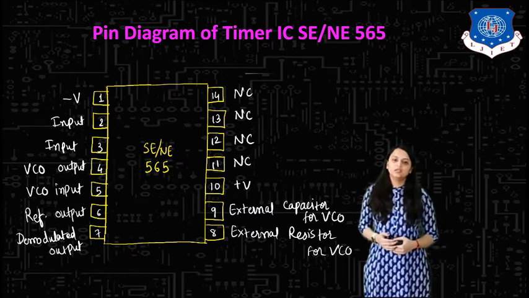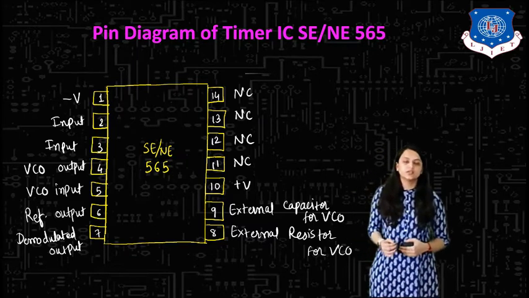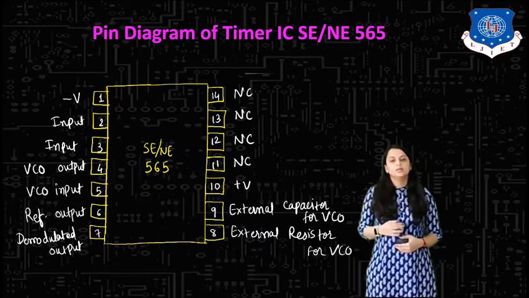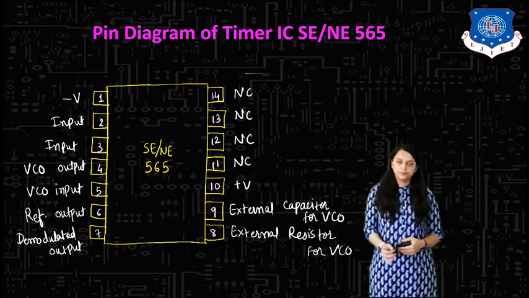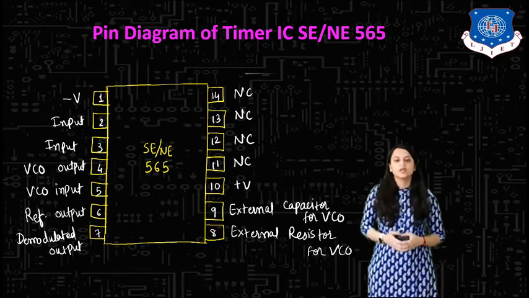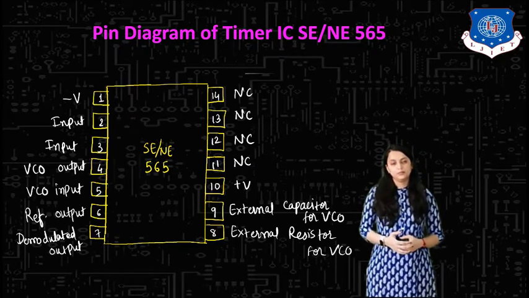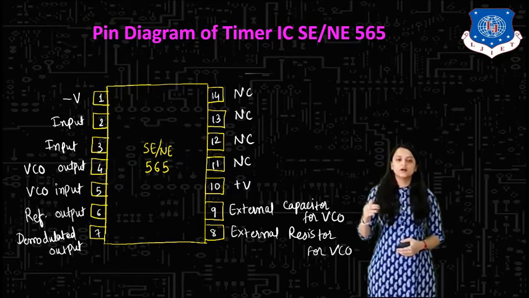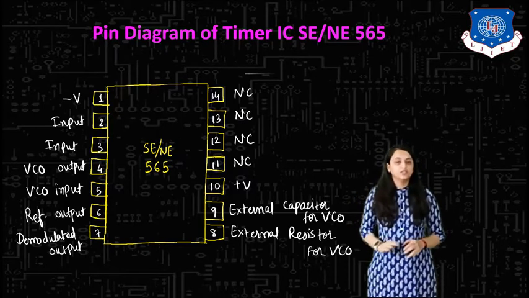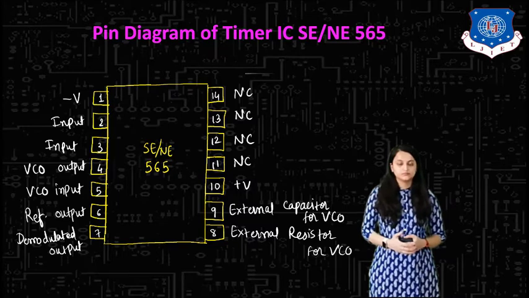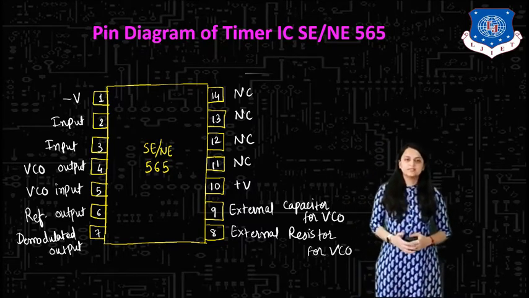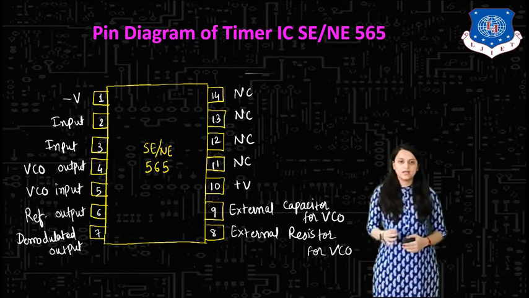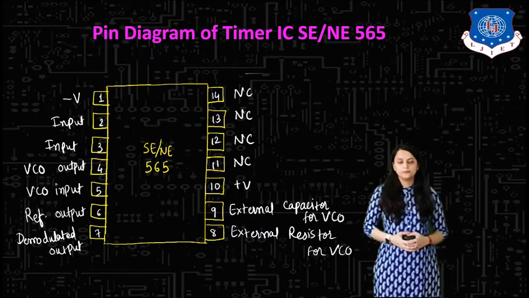Now pin number 8 is for the external resistance for VCO. Pin number 9 is for the external capacitor for VCO. Pin number 10 is for positive voltage plus V. And the other pins, that are pin number 11, 12, 13 and 14, are left open. There are no connections for those. So this is the pin diagram for the PLL IC 565.